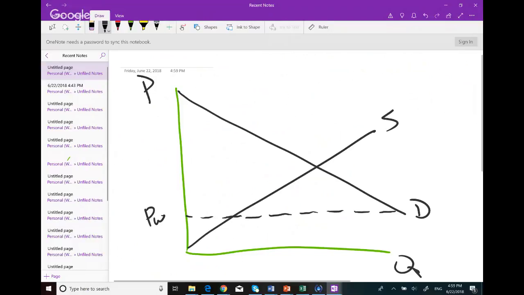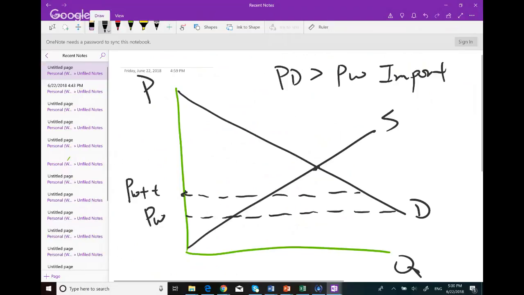Now, obviously, in this case, our domestic price, which is right here, is more than the world price, so I'm going to import this good. Okay, let's do a tariff. The tariff price will be the world price plus T. So with a tariff, you increase your price over here. All right, so let's label this. Area A, B, C, D, E, F, G.